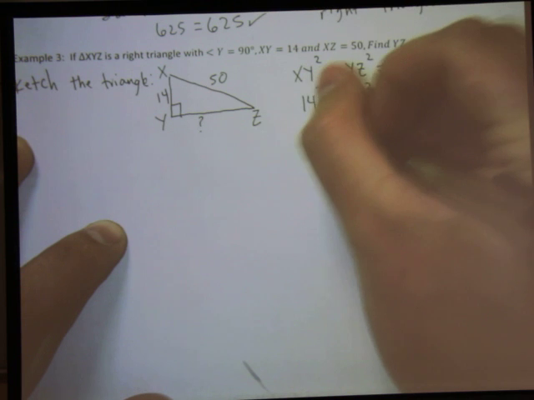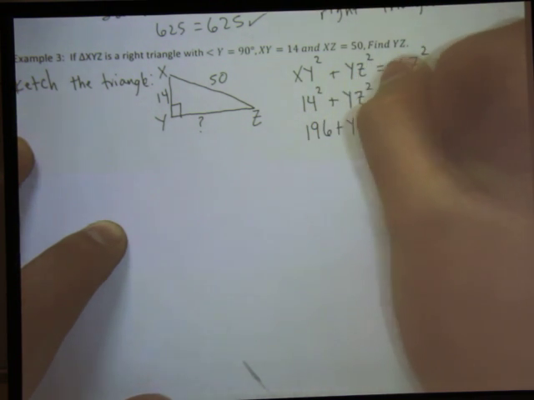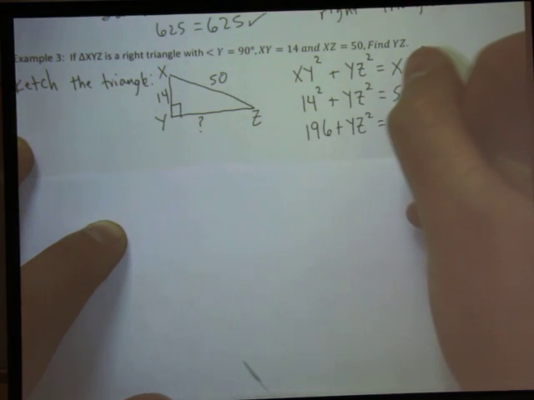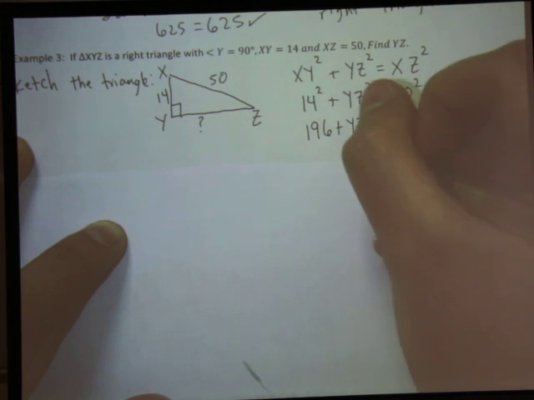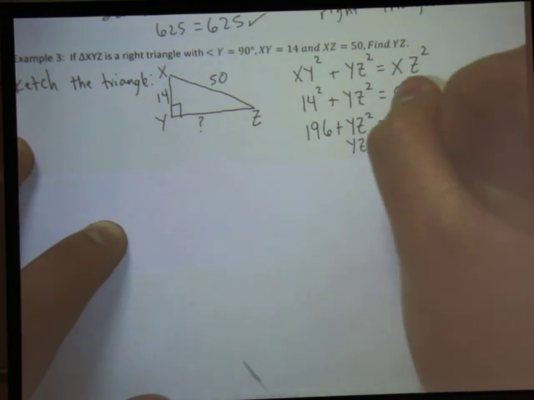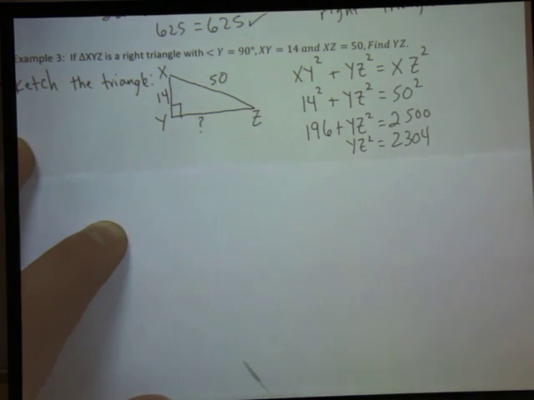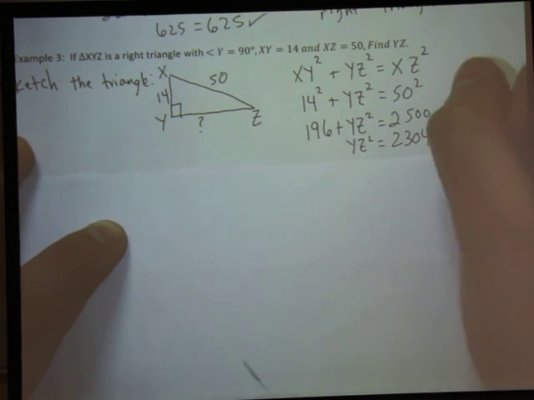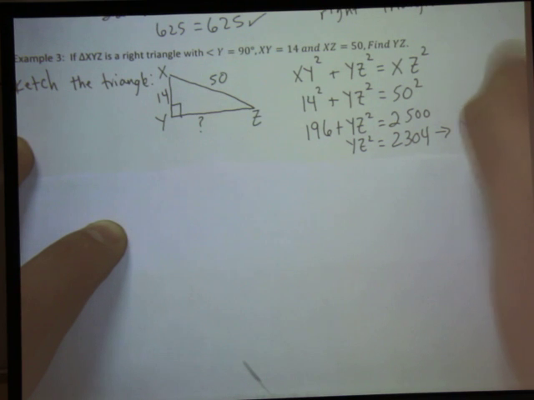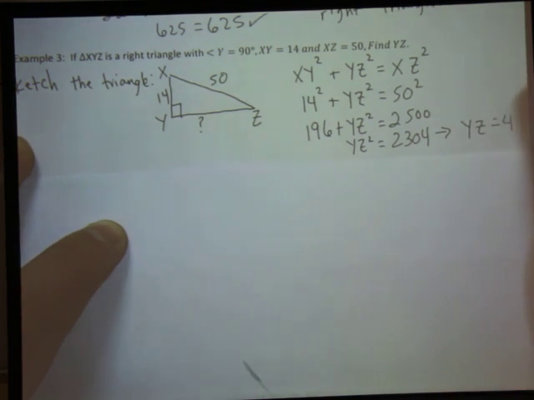14 squared is 196. 50 squared is 2500. So I have YZ squared equal to 2,304, and believe it or not, that is a perfect square. So I know that YZ is equal to 48.